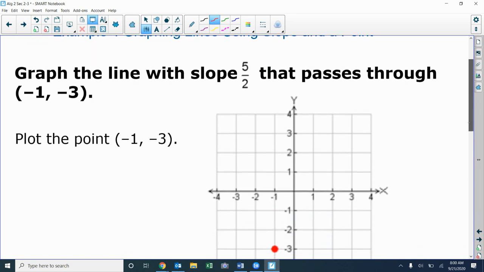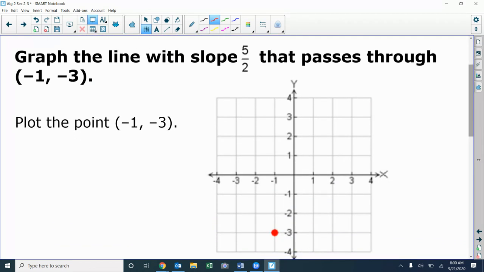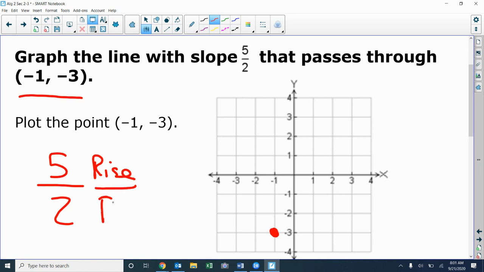All right. Graph this line. We'll start with the point -1, -3. So we got to find that point, of course. Here it is, -1, -3 puts us at this spot right here. -1, -3. Now, what else do we have? Well, we have our slope. Our slope is 5/2. This is our rise. And this is our run.